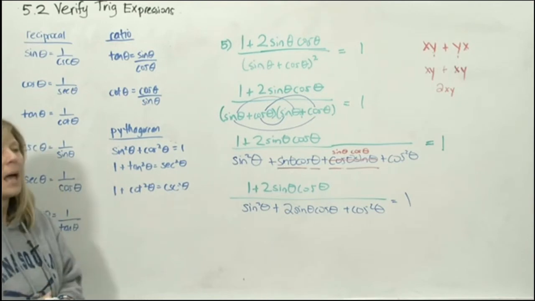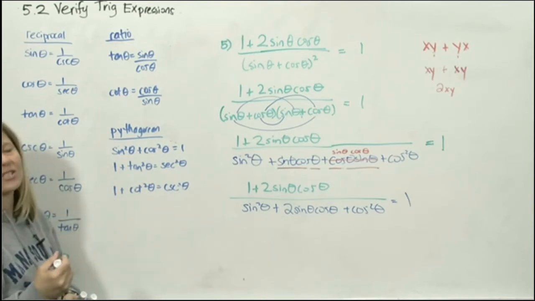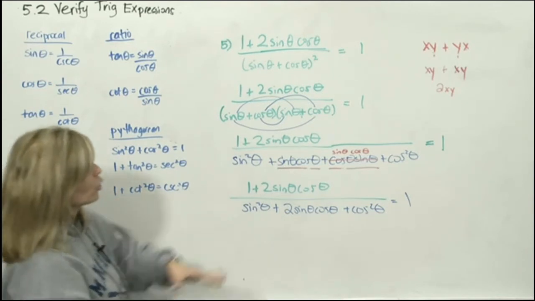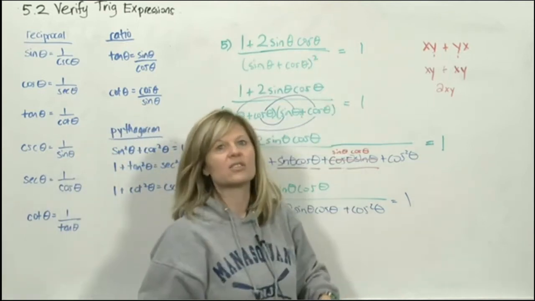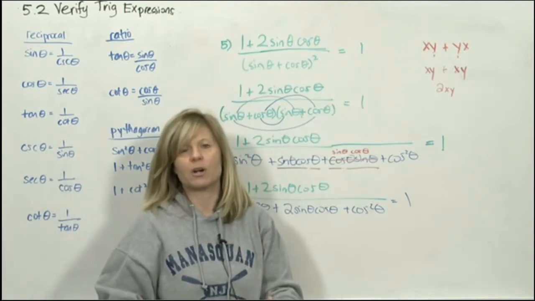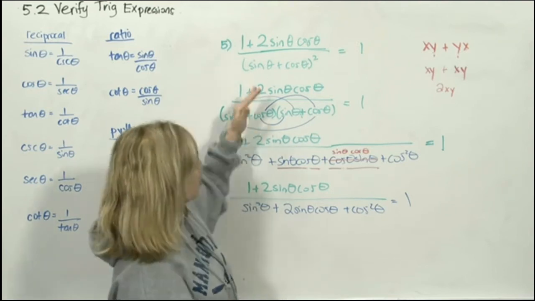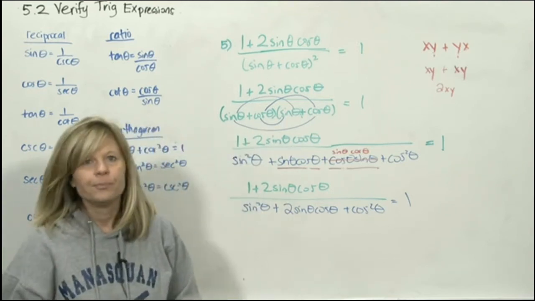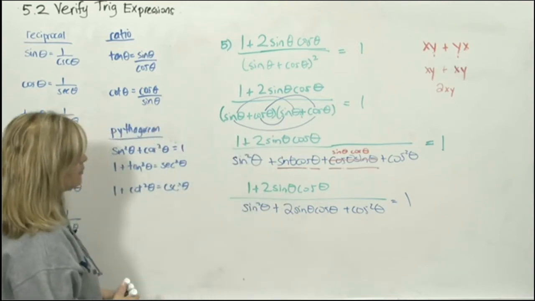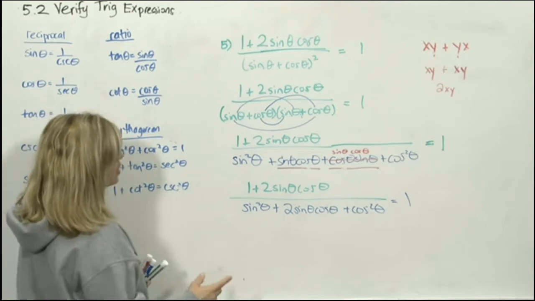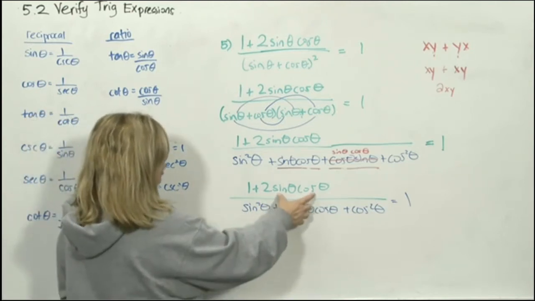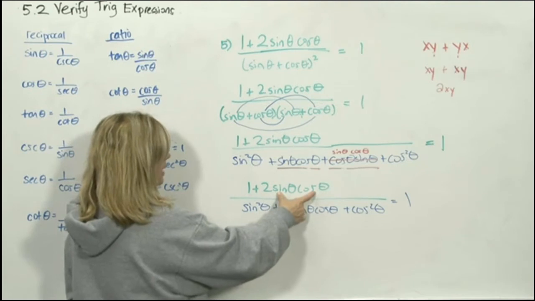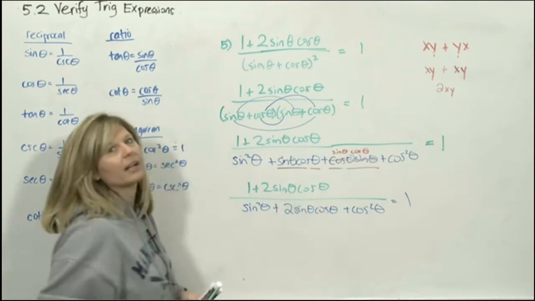Y'all with me? I'm looking for the process. Don't you dare tell me you're going to look at this and know it equals this. That's not the purpose of this chapter, of this section. It's to show me you know how to do algebra. Okay, now, if you look closely, we're still not done with the denominator. We're close. See, in the numerator, we have 2 sine theta cosine theta, and in the denominator, we have the 2 sine theta cosine theta.